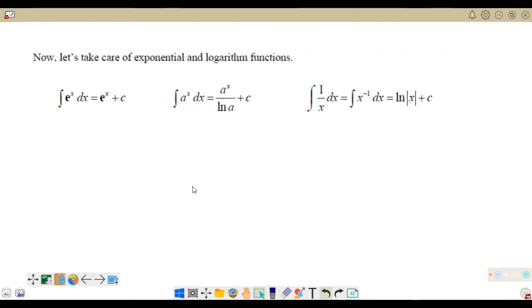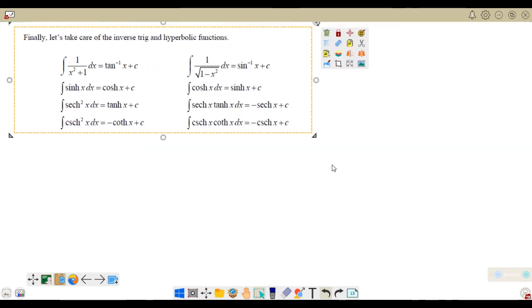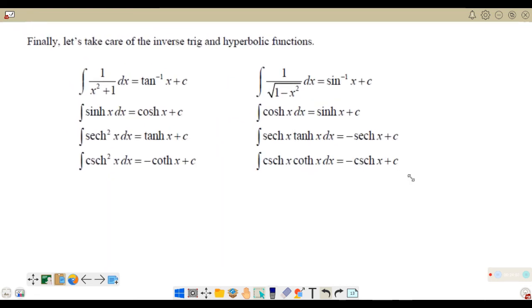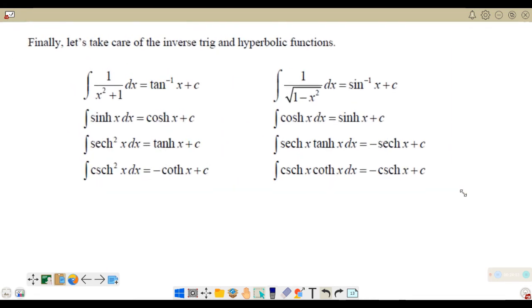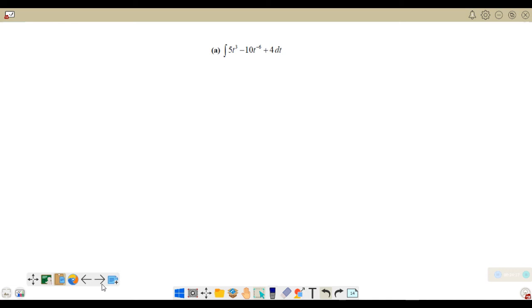So, exponential and logarithm functions. Ito yung mga rule natin. Ayan. Next, meron tayong inverse trigonometric and hyperbolic functions. Ayan, dito na tayo sa examples. Doon lang kasi tayo sa mga unang madali, yung general formula, at saka yung may rule for the constant, at saka yung may numerical coefficient. Ayan. So, paano natin ito sasagutan with respect to t?